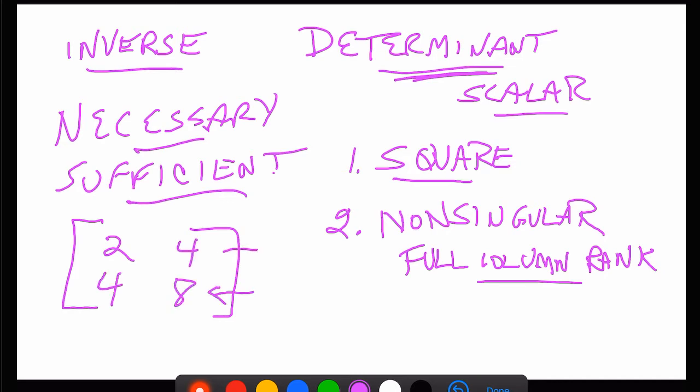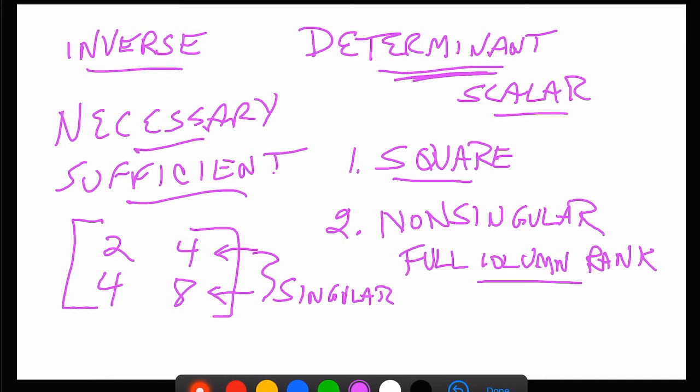So again, if I have this matrix, this row is twice that row. This matrix is singular. It really only has one row, because the second row is twice the first row. The two rows are not independent of each other. It really only has one row.